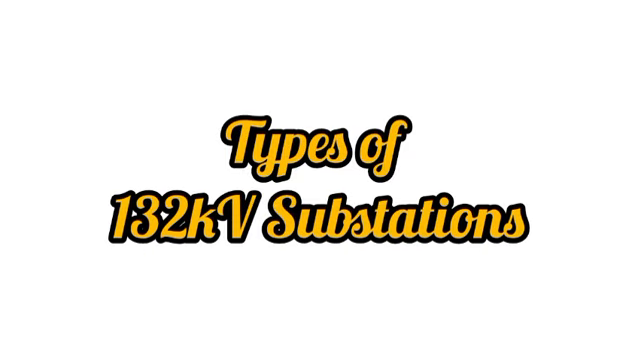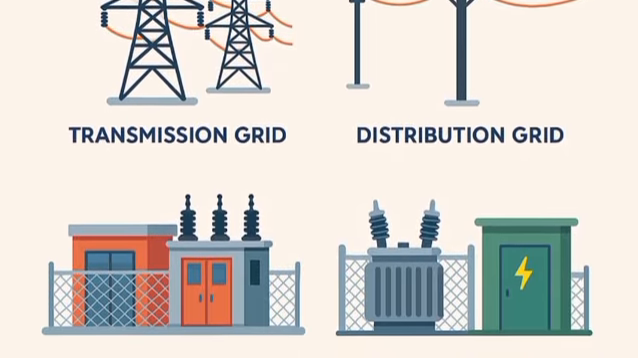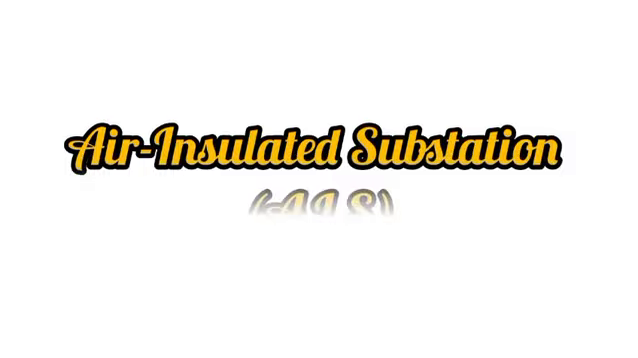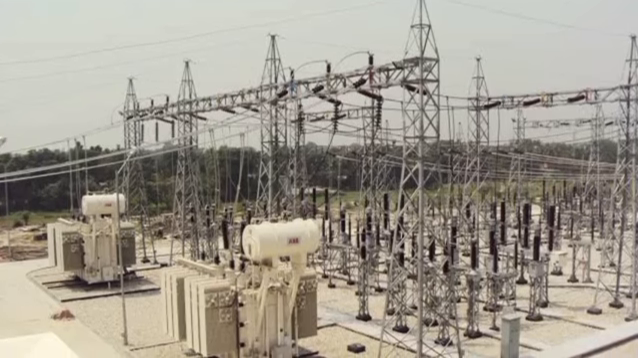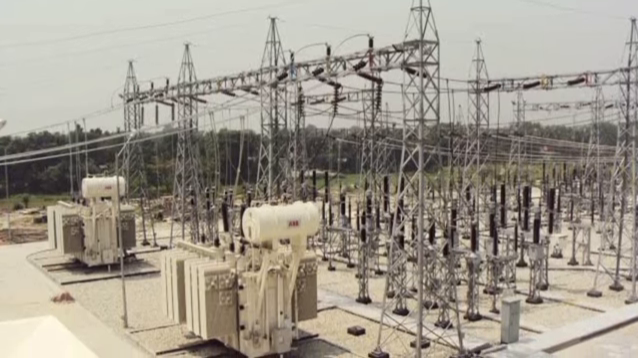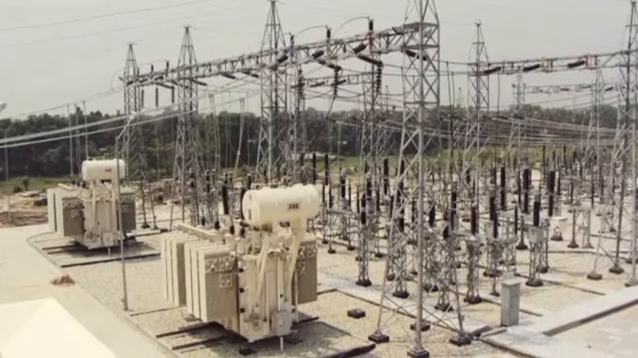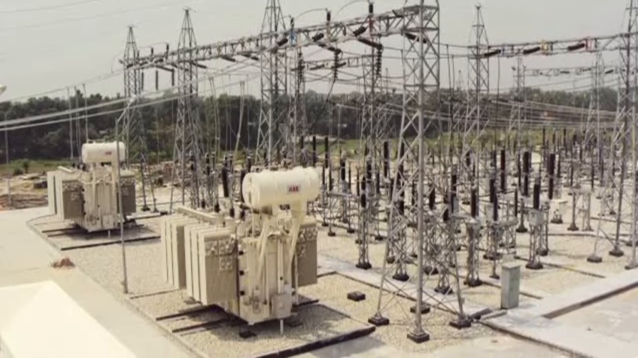Types of 132 kV substations. 132 kV substations can be classified into different categories based on their design, construction, and function. Air-insulated substation, AIS. In an AIS, the high-voltage equipment is installed outdoors, and air acts as the primary insulation between live parts and grounded structures. These substations are widely used due to their lower cost, simpler construction, and ease of maintenance.